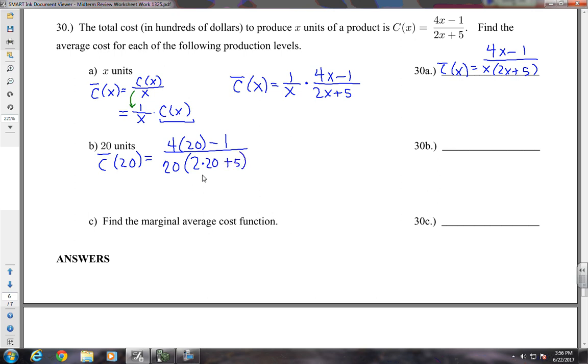Okay, I'm going to simplify this a little bit by hand so that it will be easier to type into the calculator. In the numerator, we have 4 times 20, which is 80, and 80 minus 1 is 79. In the denominator, we have 20 times 2 times 20 is 40, and 40 plus 5 is 45. So we have 79 divided by 20 times 45. I'm going to let my calculator do that part.